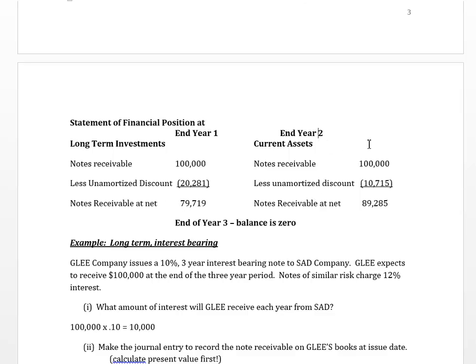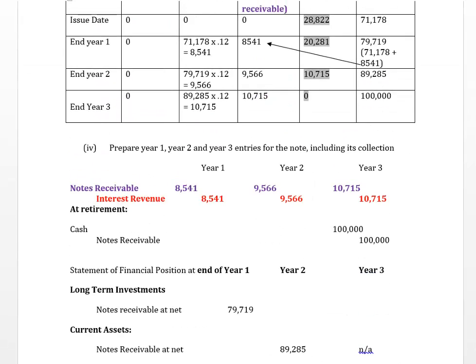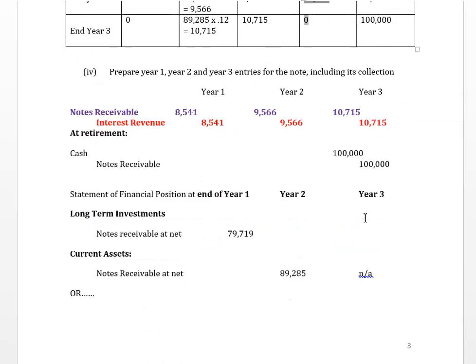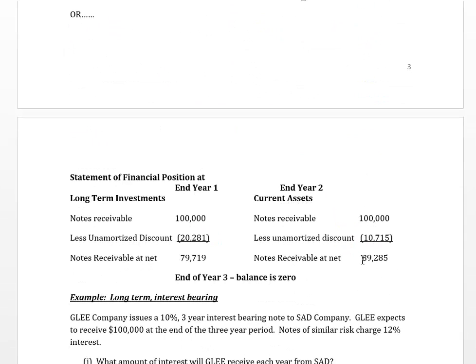At the end of year two, we're going to do the same thing, only the unamortized discount at the end of year two is significantly less. It's $10,715. So therefore, you'll see that we have left $89,285 at the end of year two on our note. And again, it's in the current asset section.